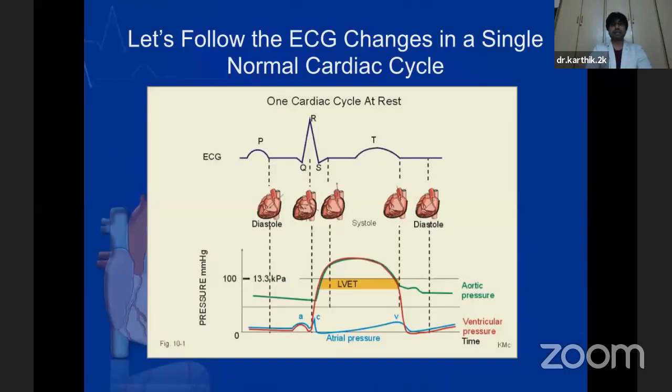Okay, I'm sorry. So let us follow these ECG changes in a single normal cardiac cycle. As I was mentioning, with the activation of the atria, which is represented by a P wave on the EKG paper, the atrial contraction takes place and the blood is emptied into the ventricles, which are in a phase of diastole.